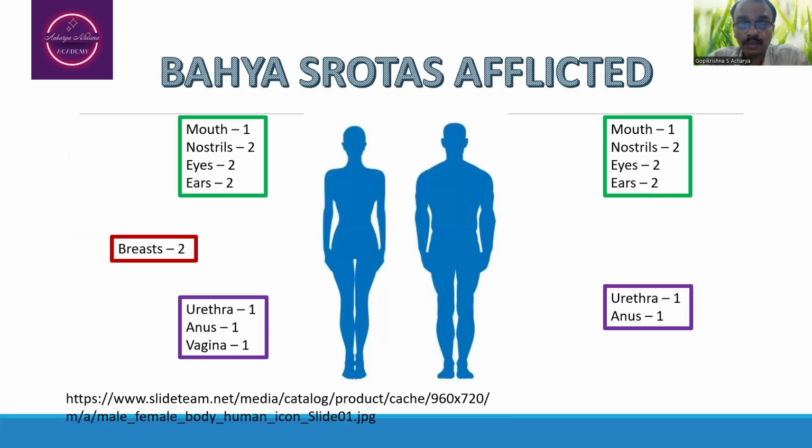First and foremost, we have to know which particular bahya srotas may be afflicted. It is mentioned that in males there is one mouth, two nostrils, two eyes, two ears, one urethra and one anus. Whereas in females, the above 9 orifices plus one vagina and two breast tissues. So these are the bahya srotas that may be afflicted, which has to be analyzed first.